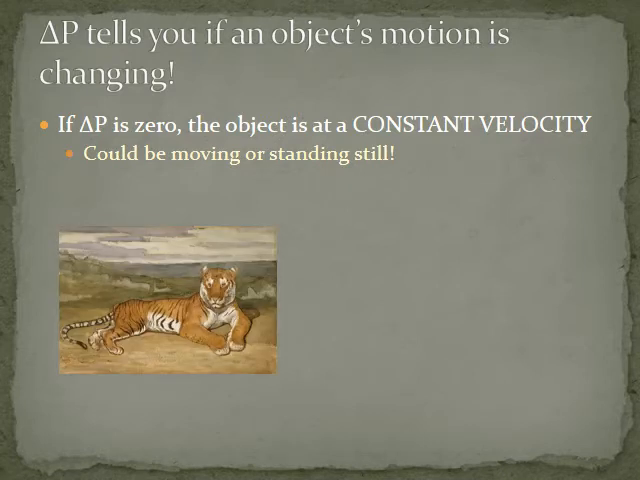Of course, that tiger lying at rest has 0 momentum, and if you ask me again 5 minutes from now, if he's still there lying at rest, he has 0 momentum. That means DeltaP is also 0 because it didn't change from his resting beginning. So this object is at rest and has a DeltaP of 0.